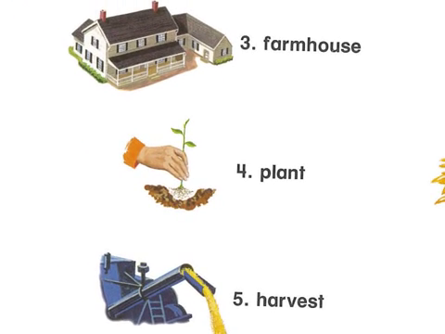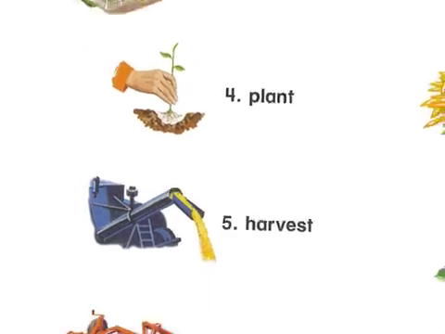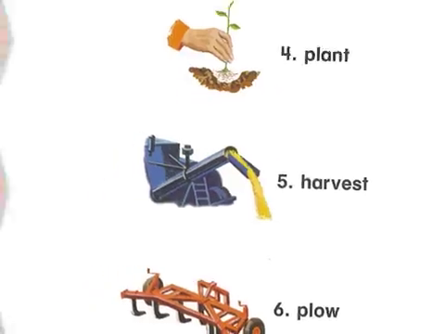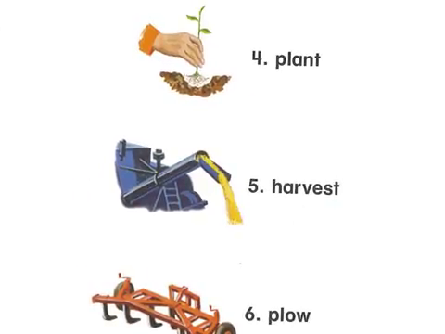Plant. Now, this is a plant, but the person is planting the plant. So here we also have a verb. Plant, planting. So planting crops. Harvest. So this is grain that has been grown and picked, and it's ready to be made into food. That's called harvesting. Harvest.